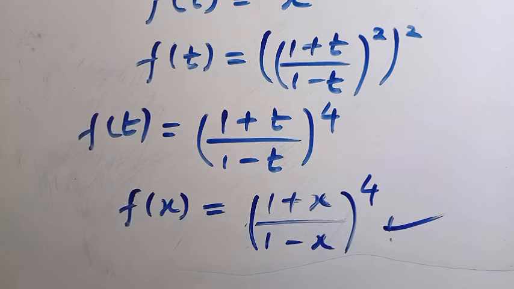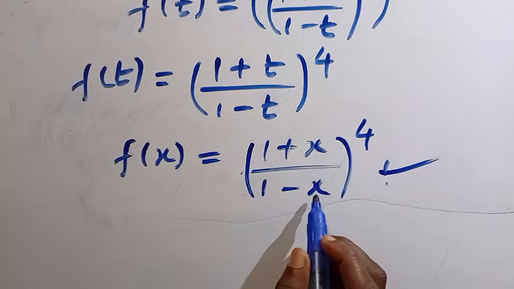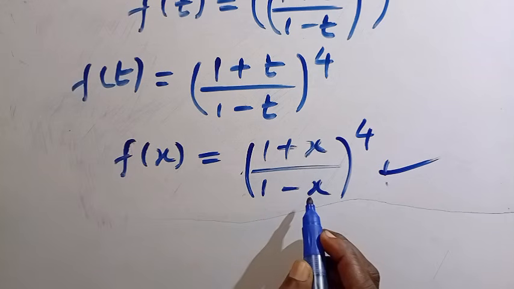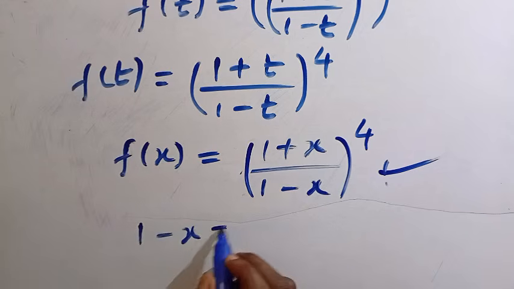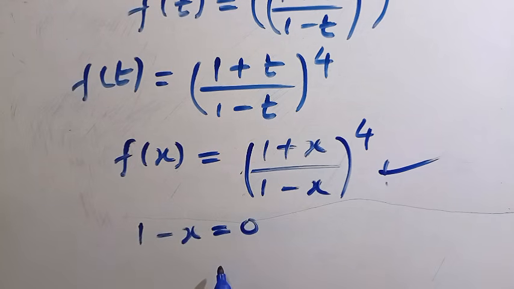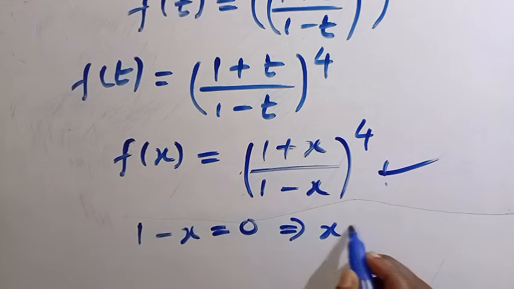We need to understand the domain of f itself, as we already understand the domain of x from the original equation. Since we have f of x equals 1 plus x over 1 minus x raised to the power 4, what is the domain that makes this function valid? x is a member of the real numbers. The denominator must not equal 0. Suppose I let 1 minus x equal 0. This implies that x equals 1.